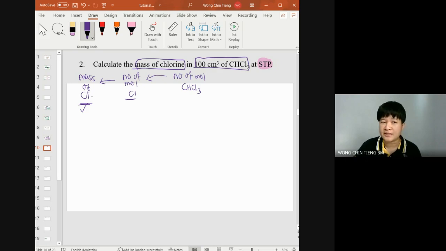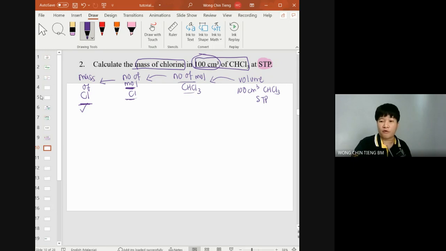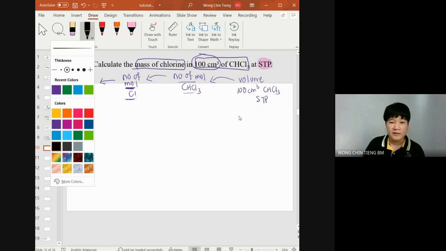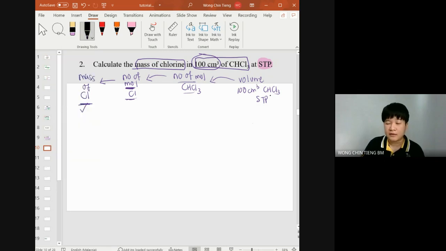So nak cari mass of chlorine, saya kena ada number of mole. Nak dapat number of mole dia, saya kena dapat number of mole apa yang saya ada dulu. So daripada number of mole ni nak datang dari mana? Number of mole ni datang daripada volume. Because yang saya ada sekarang adalah volume. 100 centimeter cube of CHCl3 at STP. That is the flow of your answer. That should be the flow of your answer. Therefore, starting from the volume at STP, we know that 100 centimeter cube is actually equals to how many liter? First question?